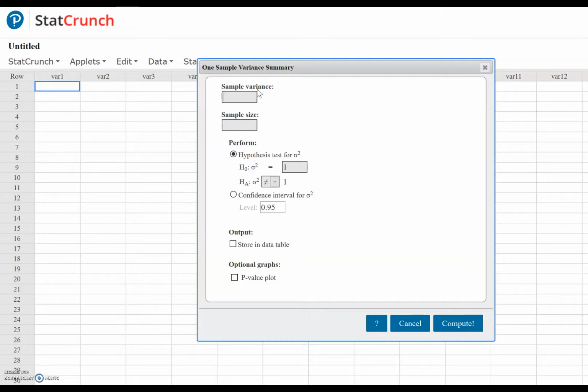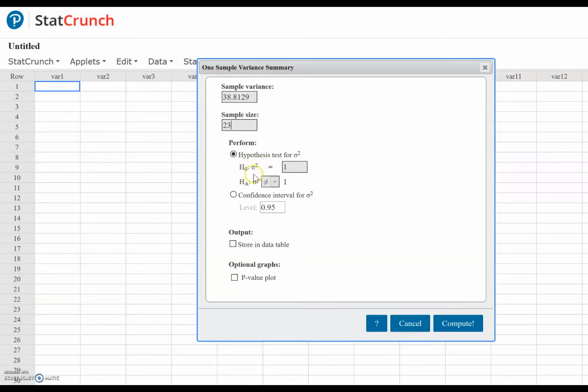So I'm going to take my sample standard deviation of 6.23 and square that value, and when I do that, it gives me 38.8129. That's the value I enter in here. My sample size I don't have to do anything with, that's still 23.